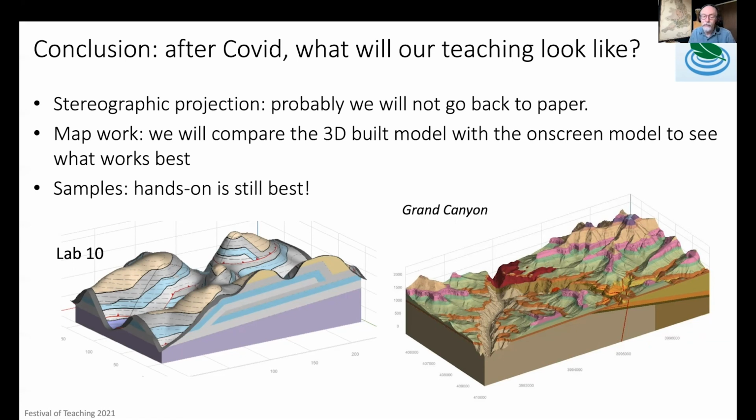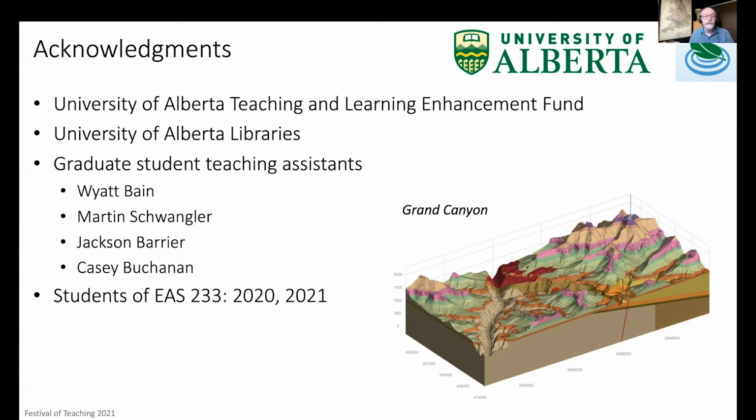For hand samples, well, yes, hands-on with real rocks is still the best. But if we have remote students who can't get here in the fall, we will probably still use the Sketchfab models. So I want to thank the University of Alberta Teaching and Learning Enhancement Fund, particularly for allowing me to pivot to different things. Obviously, it became impossible to 3D print anything once the pandemic set in. But we think we've discovered some neat things with the on-screen digital models, which are surprisingly effective.